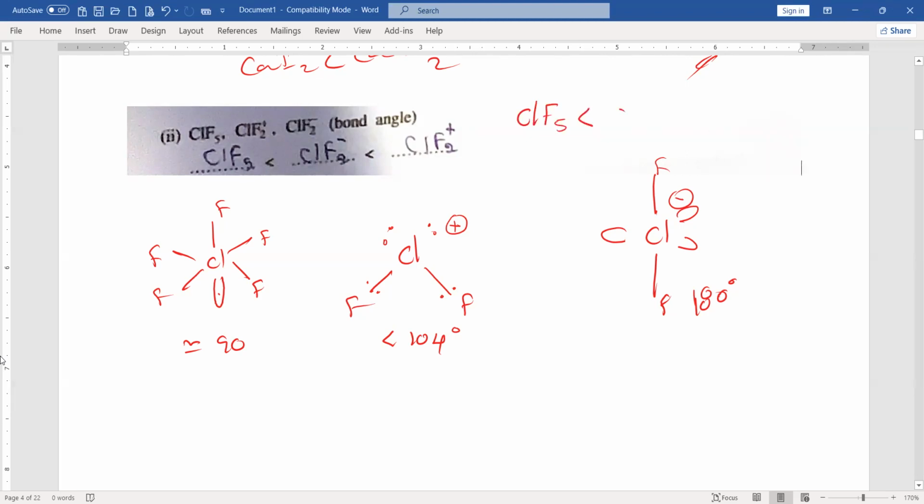ClF5, ClF2 plus, and ClF2 minus. So that is the increasing order of the bond angle.